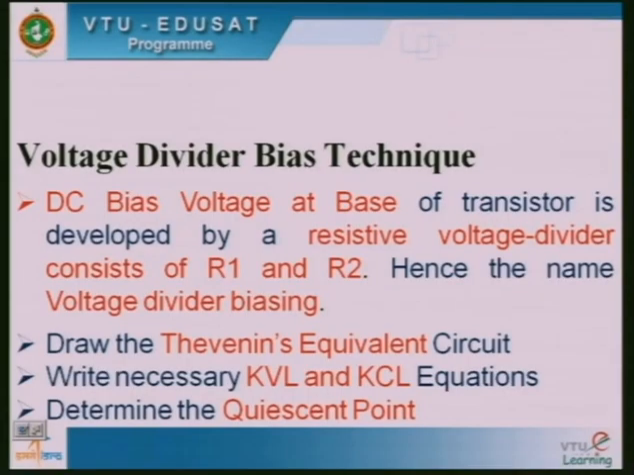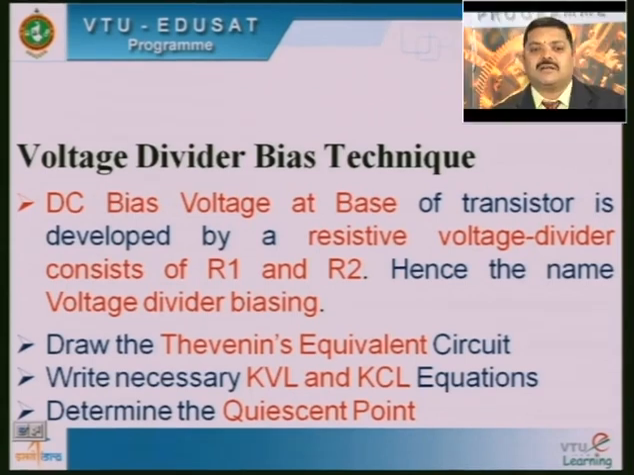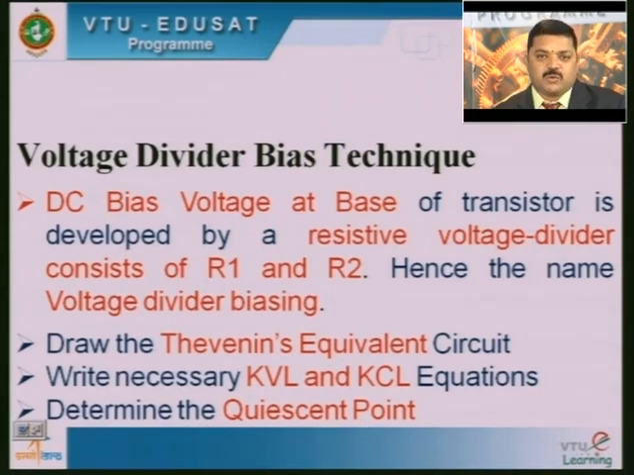So, here I have considered: draw the Thevenin's equivalent circuit, write the necessary KVL and KCL equations, determine the quiescent point. All these are applicable to one technique of voltage divider bias, which is the precise voltage divider bias network circuit. We will see that later.